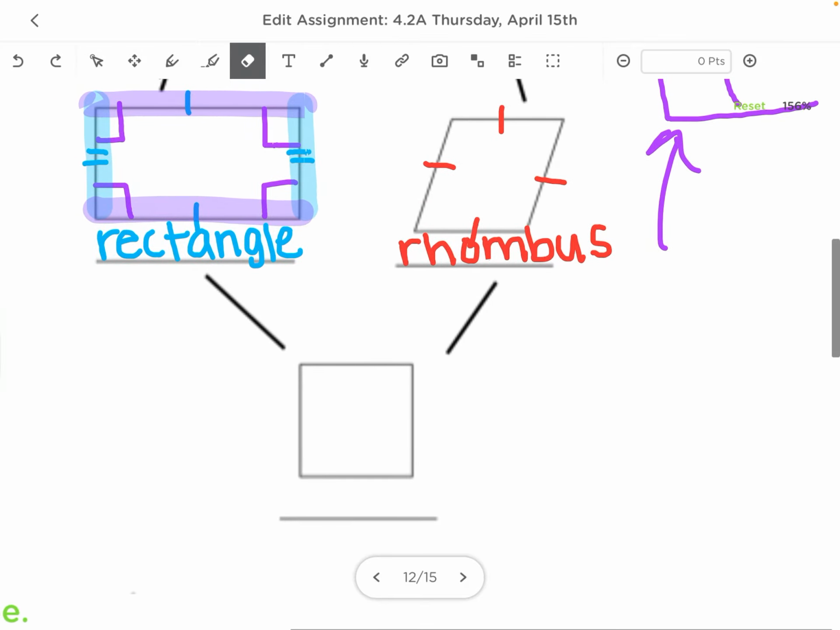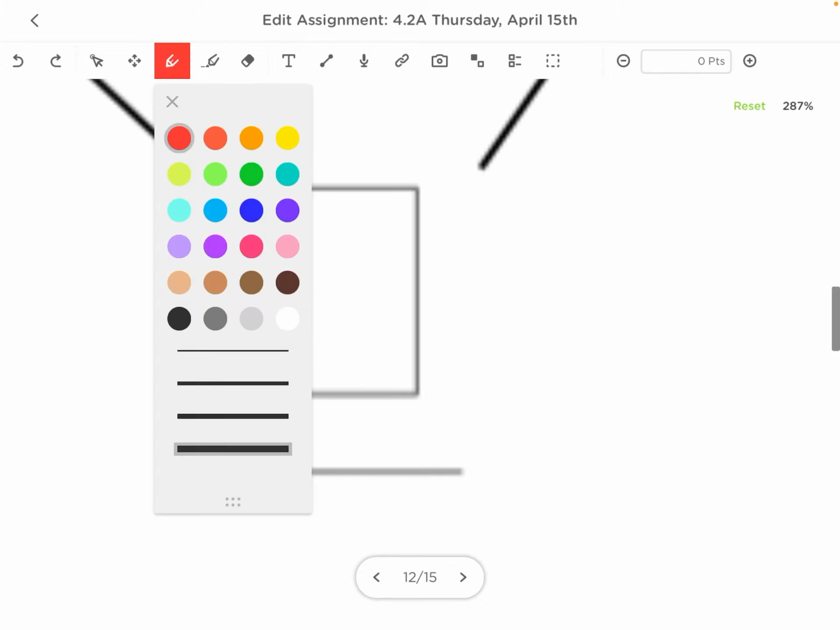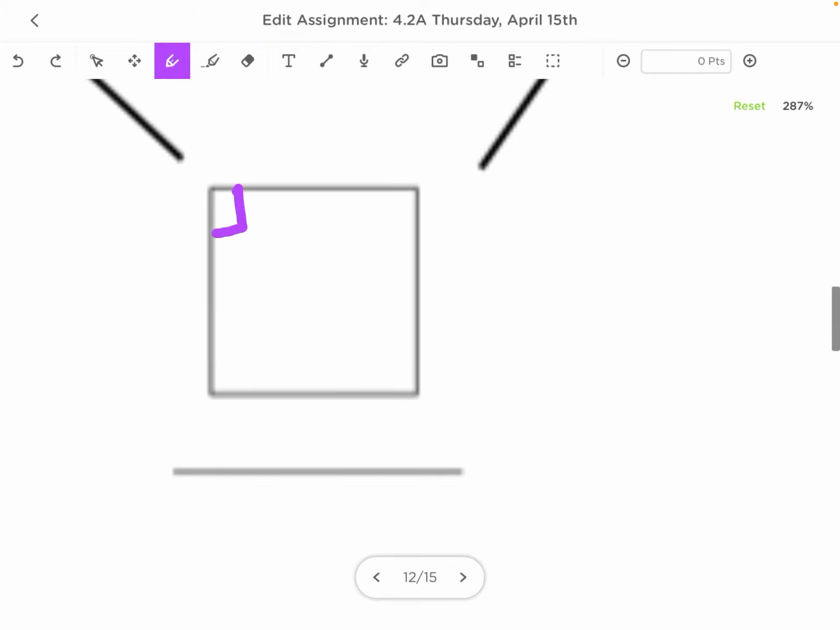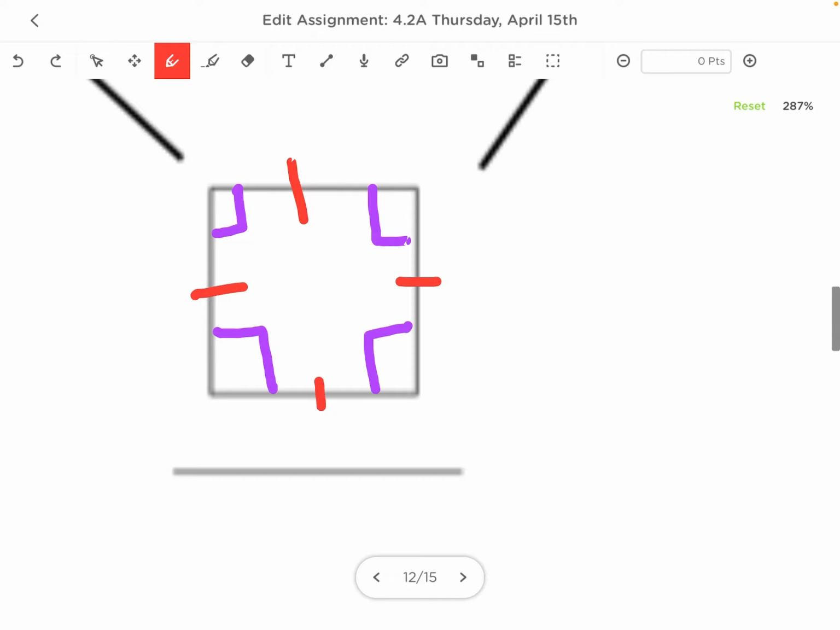And finally, if you combine a rectangle and a rhombus together, with the right angles and all equal sides, I'm going to make those a different color. You get a square.